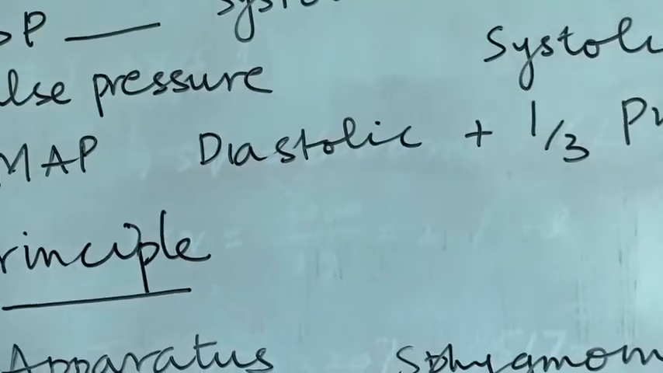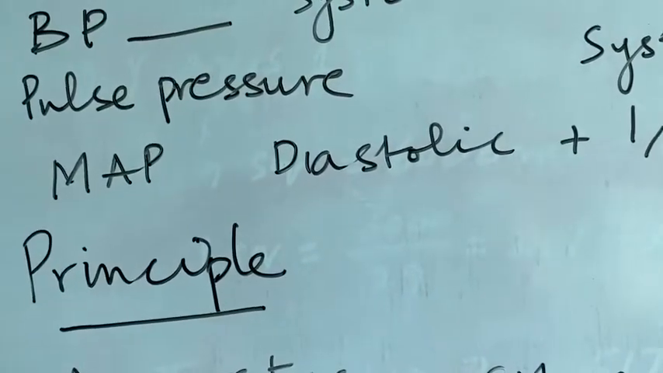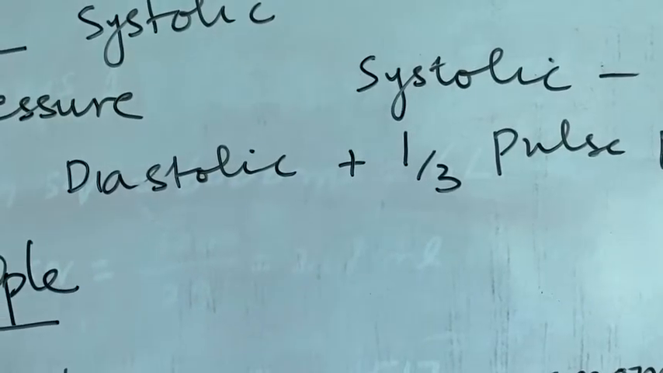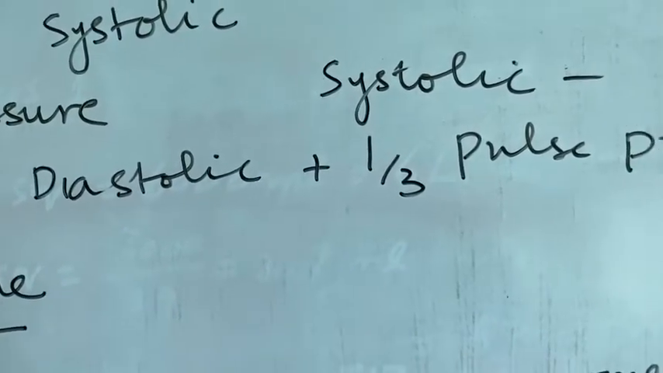As you know, the heart remains in diastole more than the systolic phase. It can be calculated by this formula: diastolic plus 1/3 of pulse pressure.